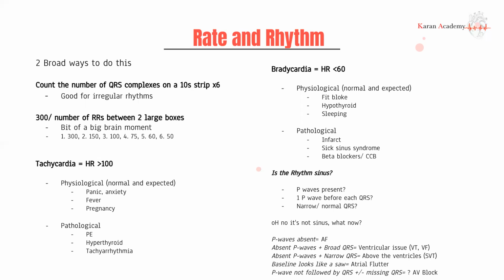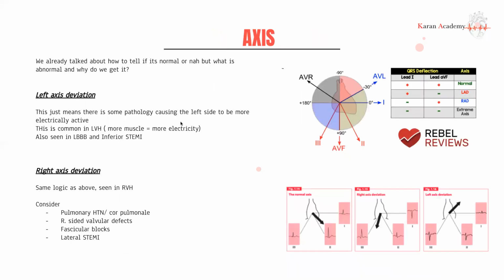So what could be the issue? If you don't have any P waves, that's typical of AF, or atrial fibrillation. Absent P waves with a broad QRS is usually a ventricular issue, typically a ventricular tachycardia or fibrillation. Absent P waves with a narrow QRS is usually a supraventricular tachycardia. If you have a baseline with a saw-like appearance, that's atrial flutter. And if you have P waves that are not followed by a QRS complex, or you have missing QRS complexes, worry about AV blocks.